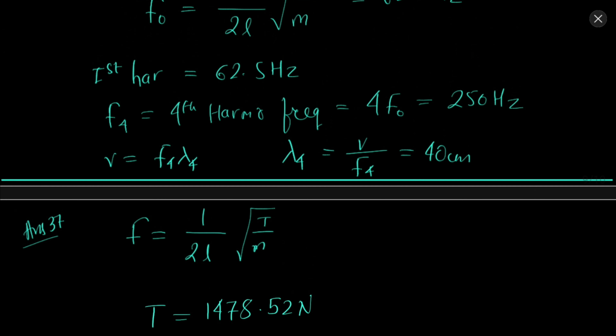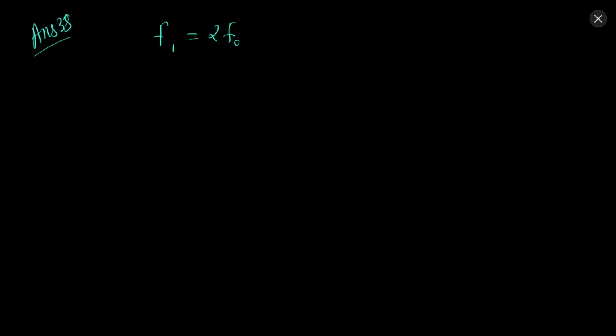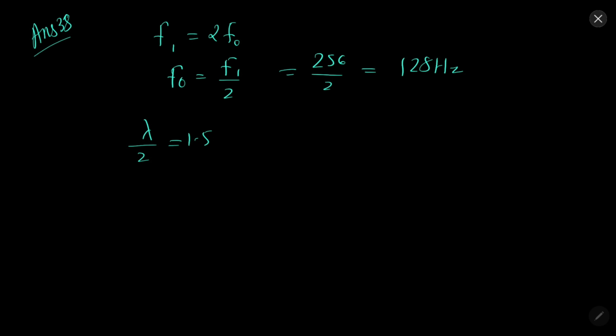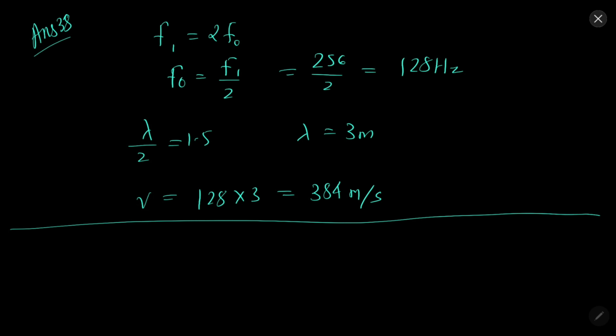Remember, f1 is equal to 2f0, so f0 will be f1 over 2, and f1 is 256 hertz, so it will be 256 over 2, that is 128 hertz. Now lambda by 2 will be 1.5 meter, so lambda will be 3 meters, so velocity will be 128 into 3, frequency into wavelength, that is 384 meters per second.